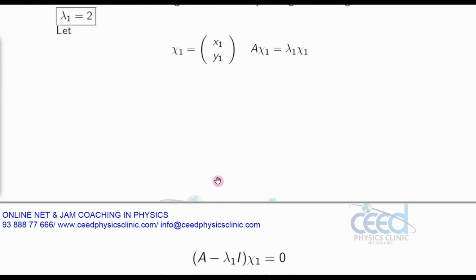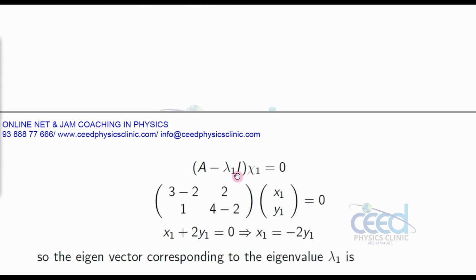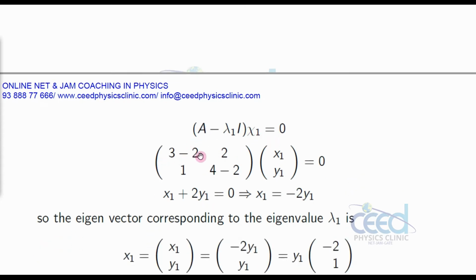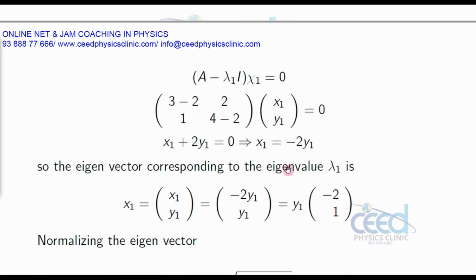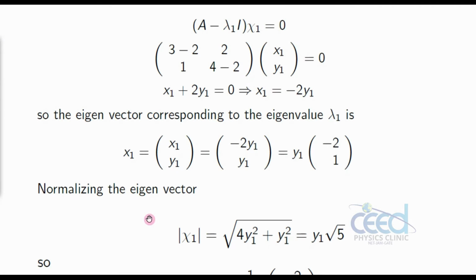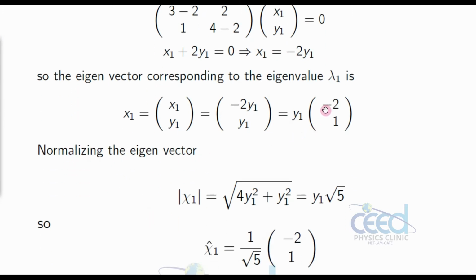Let me go through the steps. The determinant (A minus lambda 1 I) into x1 is equal to 0, that is, this matrix [3 2; 1 4], I have to subtract lambda 1 from it, giving [1 2; 1 2] times (x1, y1). By solving this we get the first eigenvector x1 equal to (x1, y1). So I can replace x1 with minus 2 y1, that is, y1 I can take out, giving minus 2, 1. The normalized eigenvector I can get by dividing by its magnitude.